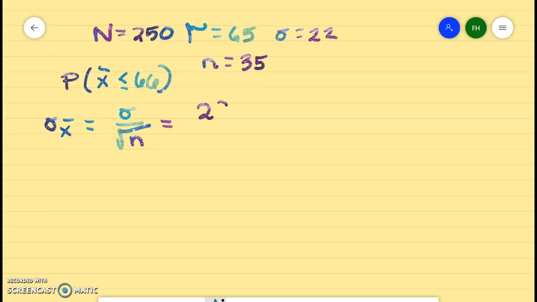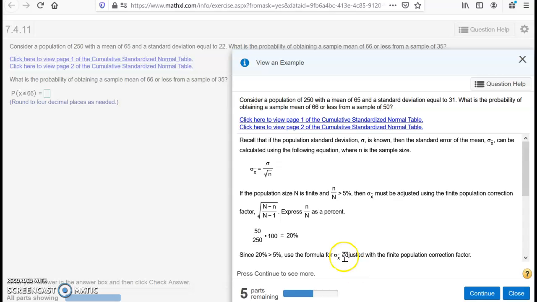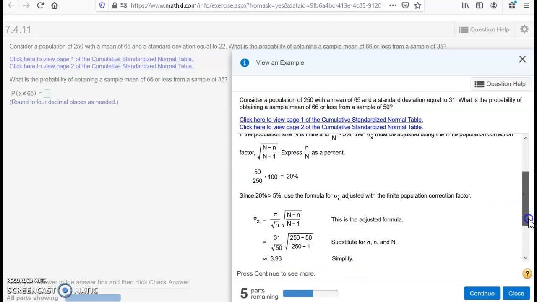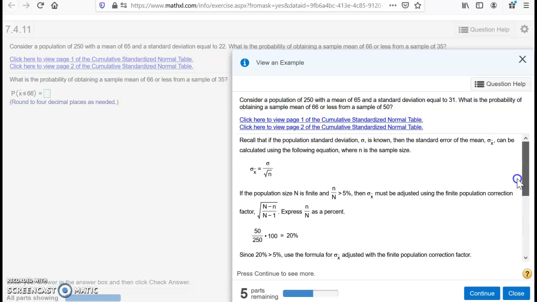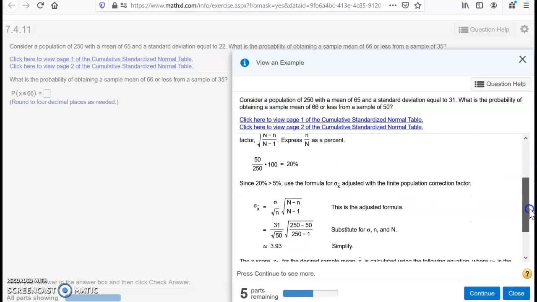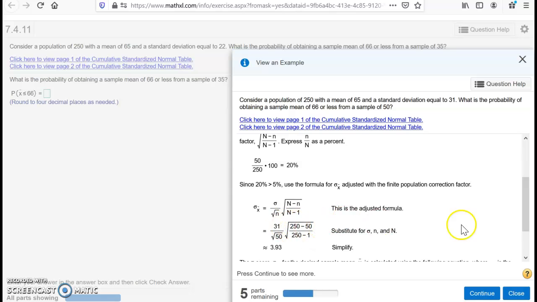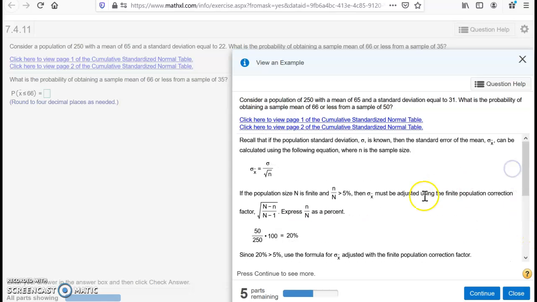And see, when we have already labeled everything up at the top, all we have to do is plug in. So we get 22 divided by the square root of 35. If you put that in your calculator, you'll get a long decimal. So look at the example. And it looks like they don't want us to round yet. Let's go ahead and go to the next step, and then we may just need to not round if we have to multiply it by the population correction factor.